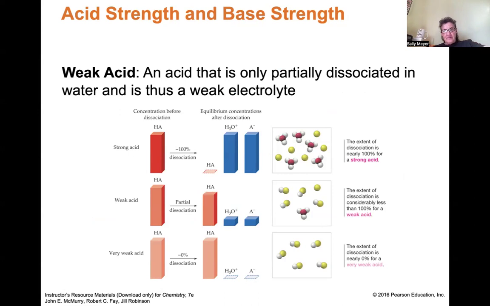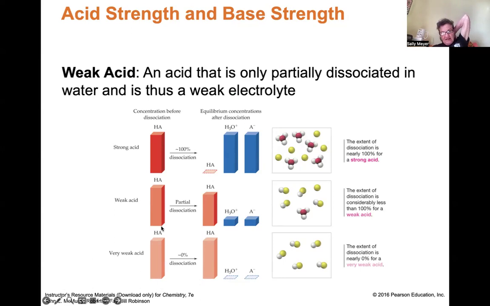So an acid that's only partially dissociated in water, and therefore is a weak electrolyte, makes it a weak acid. So if you take HA, in this case it's a strong acid. If you put it into water, then it will 100% dissociate. So you get a one-way street, and all of the HA becomes H3O plus and A minus, showing you that barely any HA is left behind undissociated. That's a strong acid. But there are differing degrees of acidity.